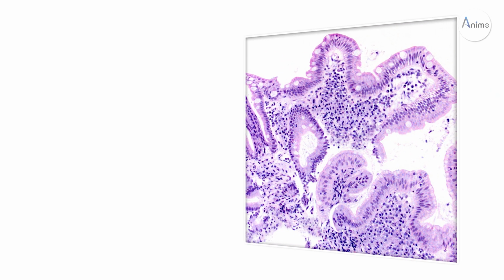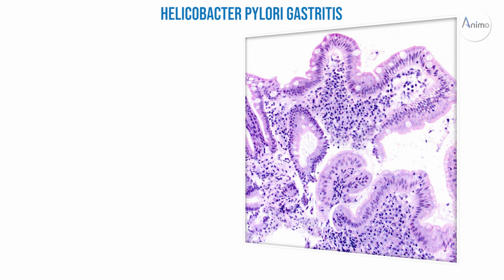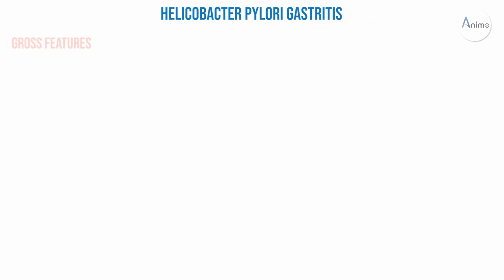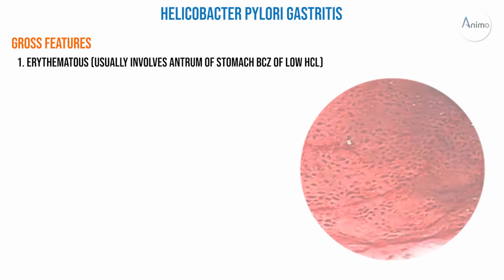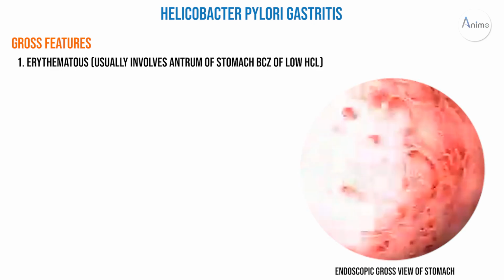So guys, let's start our next topic of discussion, which is Helicobacter pylori gastritis. From the gross features, we find erythematous changes in the surface of the stomach, which usually involves the antrum of the stomach, because it is a portion of the stomach where there is a low amount of parietal cells, hence a low amount of HCl secretion. So H. pylori takes advantage of this opportunity of low HCl and grows in the antrum. So there are erythematous changes in the antrum portion of the stomach.